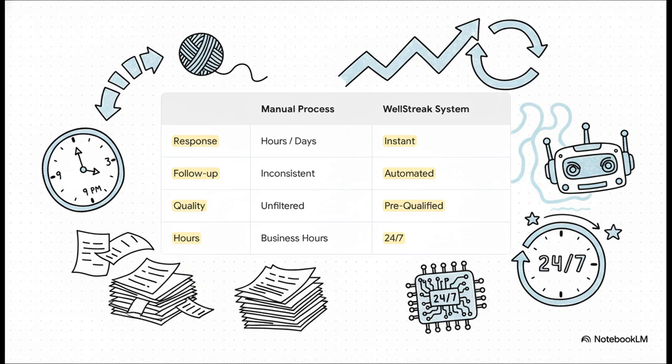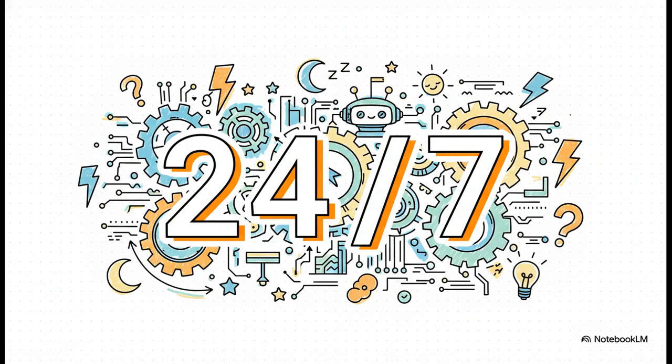Now, the WellStreak system: response time is instant. Follow-up is automated and never gives up. Leads are pre-qualified and it's always, always on. This isn't just a small improvement, it's a totally different reality. This right here is one of the biggest game changers, 24/7. It means that hot lead who messages you at 10 p.m. on a Friday gets the exact same instant professional response as the one who messages at 10 a.m. on a Tuesday. Your sales engine is literally working while you sleep.